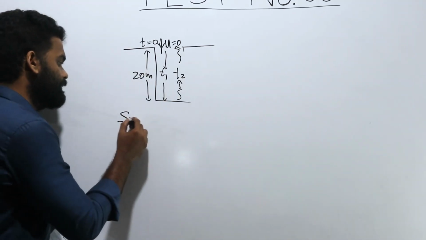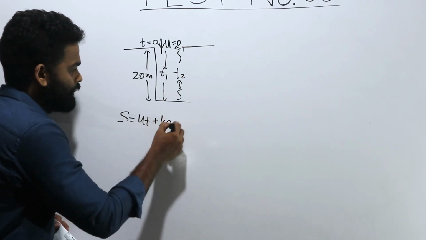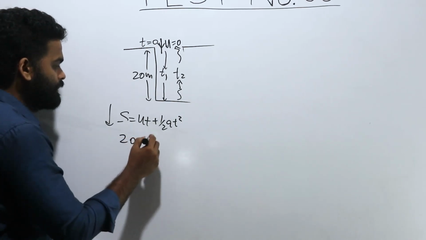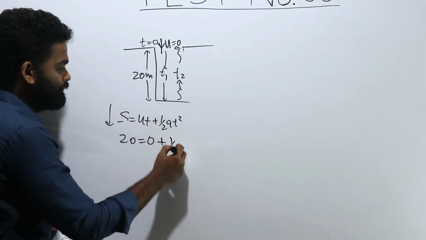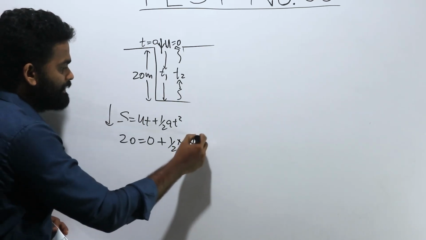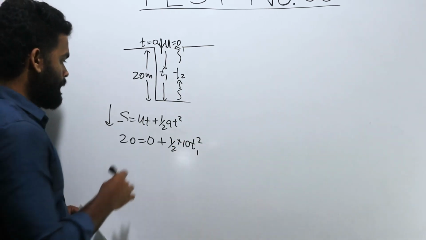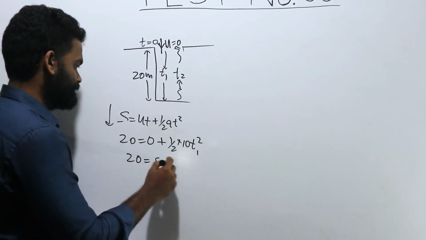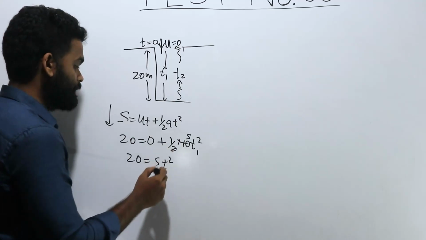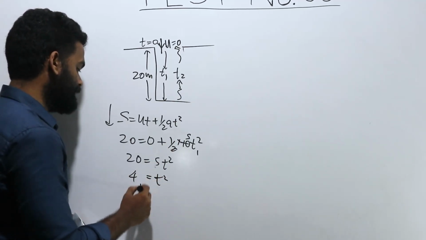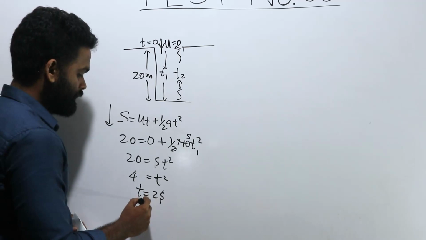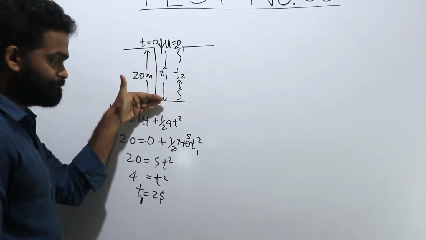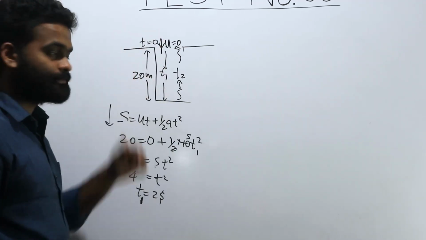I can simply apply this equation downwards. So S is 20, initial velocity 0, half, acceleration 10, then T1 squared. 20 equals 5t squared. You cancel the 5, then t squared is equal to 4, then t is equal to 2. This is actually T1, the time for the stone to move from here to here.